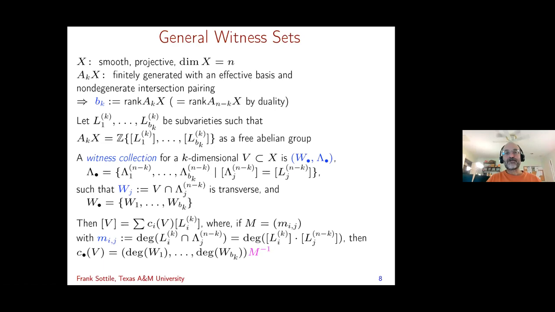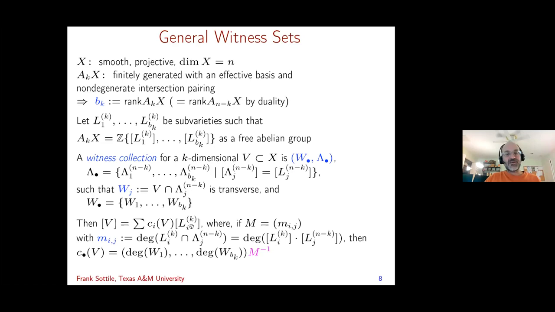Now, I wanted to say that you can recover the cohomology class of V or the Chow class of V from a witness collection using intersection data. And that's what the next three lines explain. So the claim is that once you have this, the Chow class of V is a sum of certain numbers c_i of V times L_i. The L_i were the basis elements of dimension k. And I'll tell you what the c_i are.